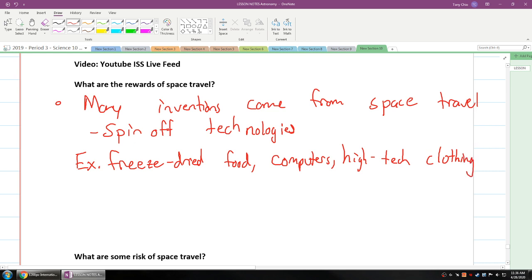But there are other rewards as well, such as, for example, space tourism. Because that's a big field we have right now, that people want to go to space, as well as terraforming, aka transforming another planet into a livable planet.